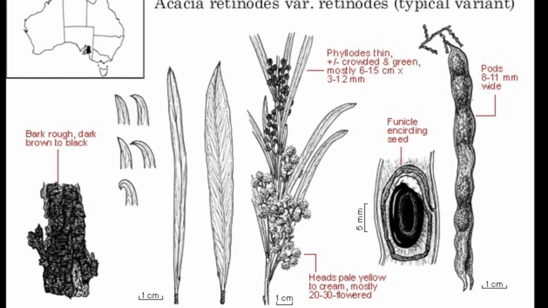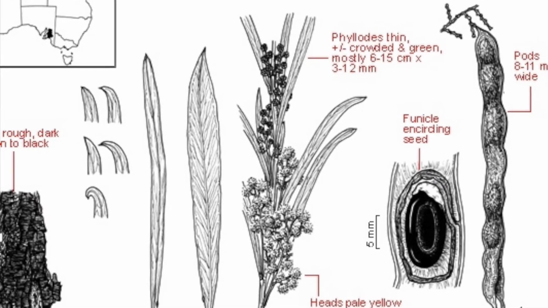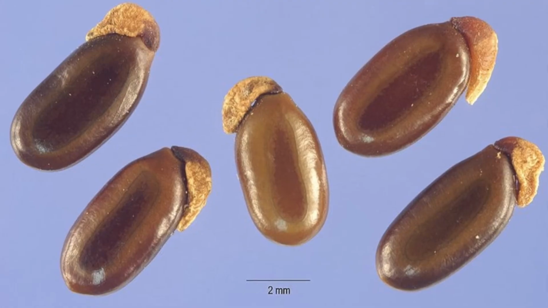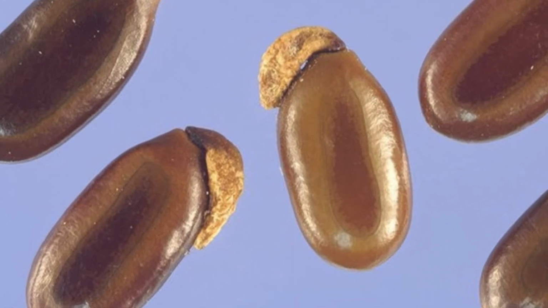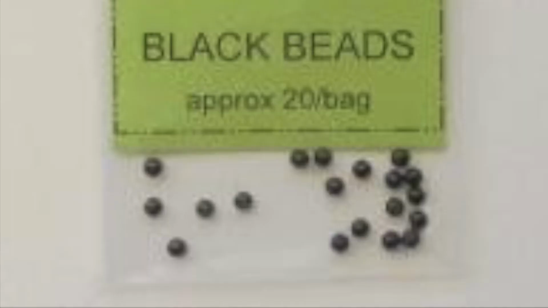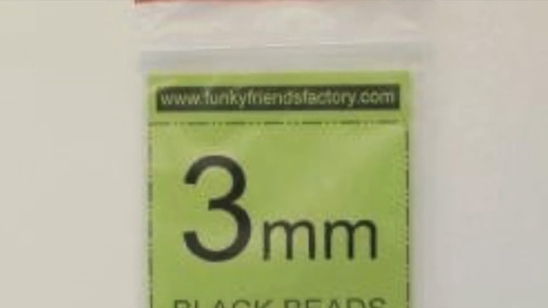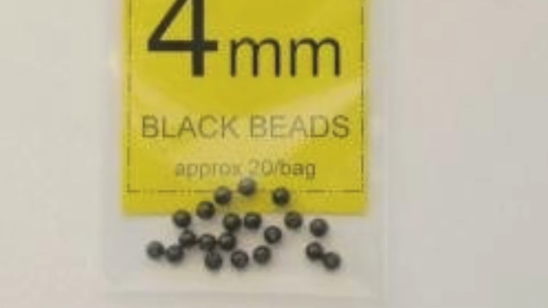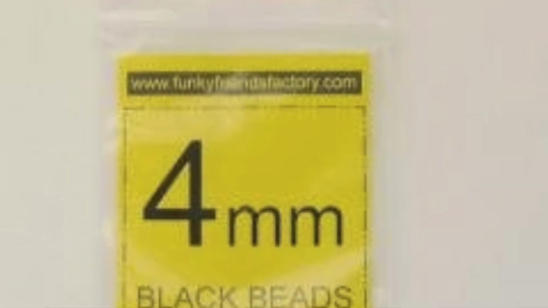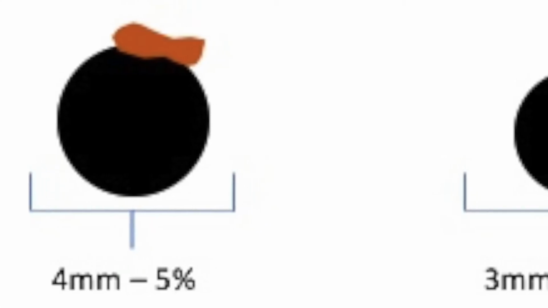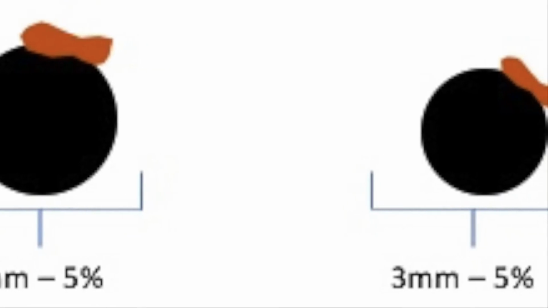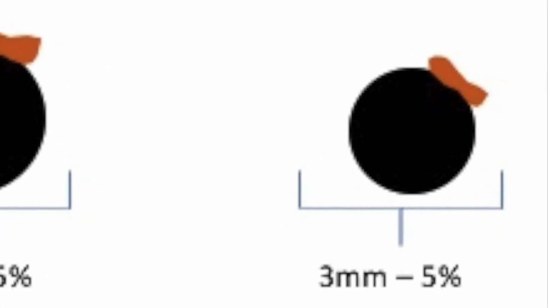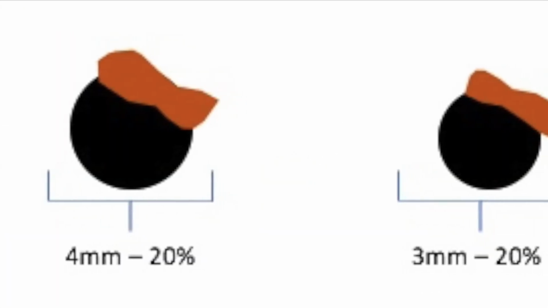Collection of seeds from Acacia retinodes was done in order to extract individual elaiosomes from the seeds. The elaiosomes were then adhered to the various sized beads to create the artificial diaspores. There were 2 bead sizes used for the artificial seeds. They were 3mm and 4mm in diameter. Elaiosomes varied in size also. Sizes of an elaiosome were 5 and 20% of the total mass of the bead. This was used to simulate different reward ratios.